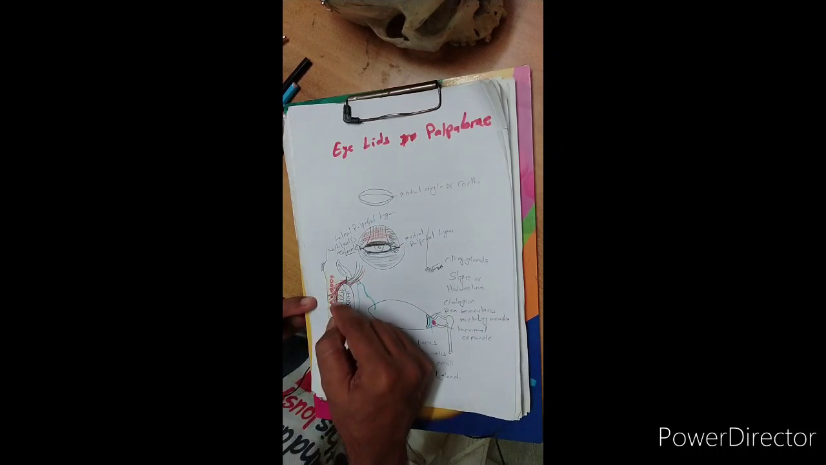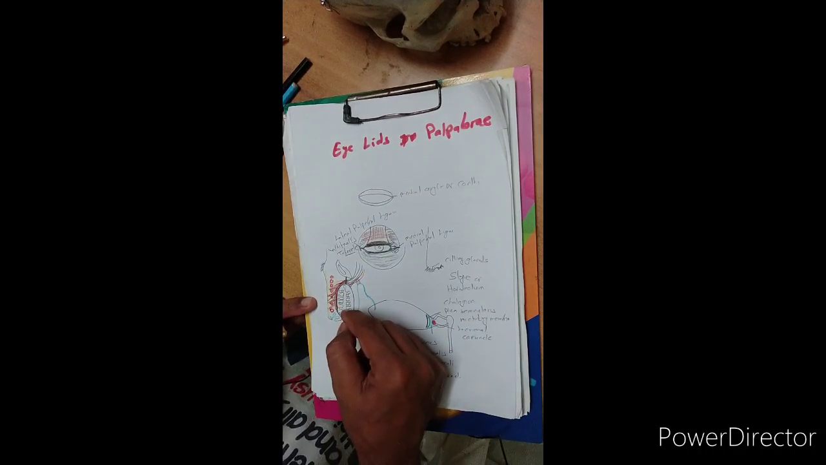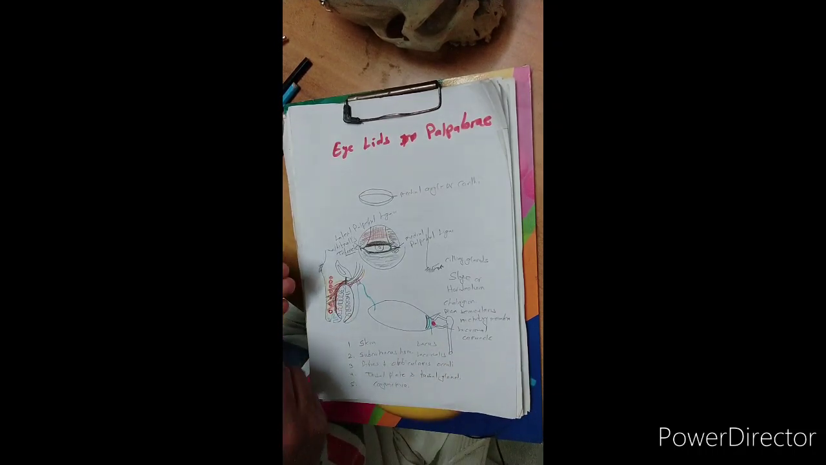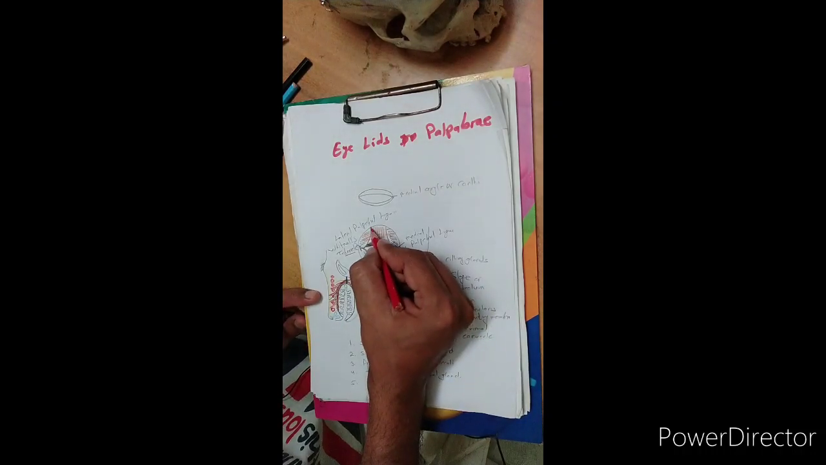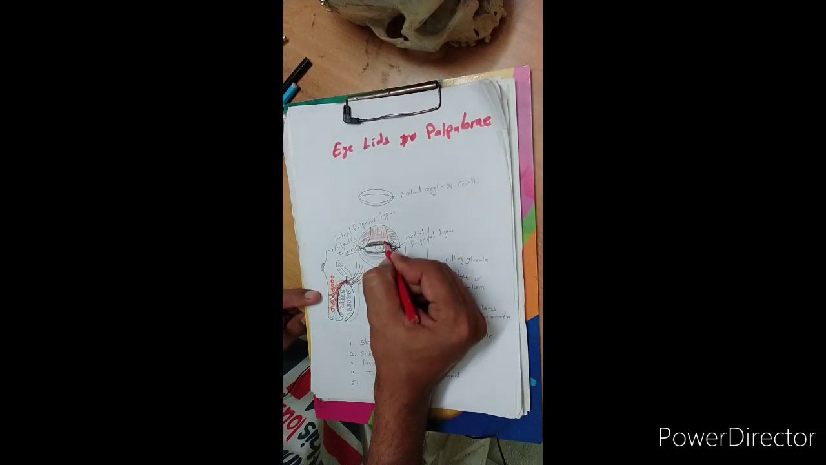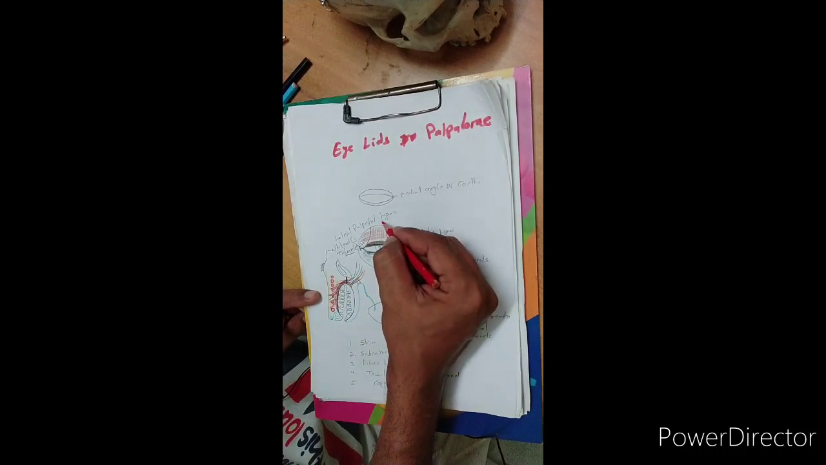Now, in the tarsal plate, the tarsal glands are there. Also, one thing is important here. The levator palpebrae superioris is attached to the tarsal plate here, and so contraction of the levator palpebrae superioris elevates the upper eyelid first.